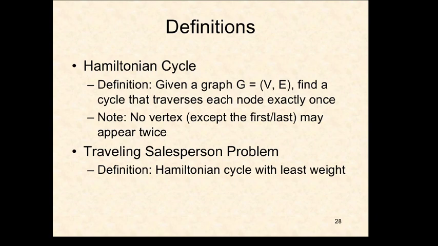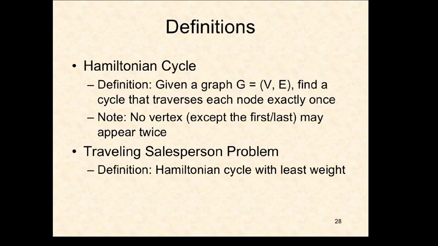So before we get into what branch and bound is and how it relates to this, we need a little bit more about traveling salesperson. So first definition, Hamiltonian cycle. If I gave you a graph with vertices and edges, I want you to find a cycle that traverses every node exactly once. You're never allowed to visit any node twice, except the first one will be the same as the last one. So other than that, we've got to have a cycle that hits every node once and returns to the starting point. So that would be a Hamiltonian cycle.